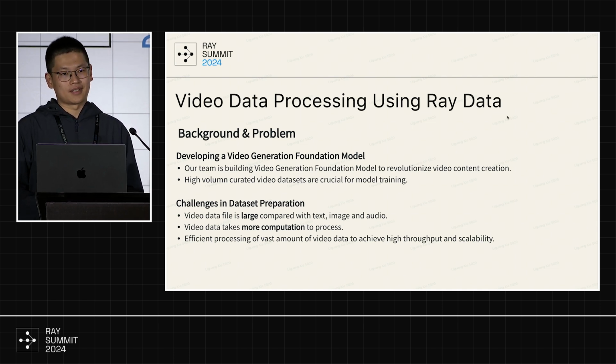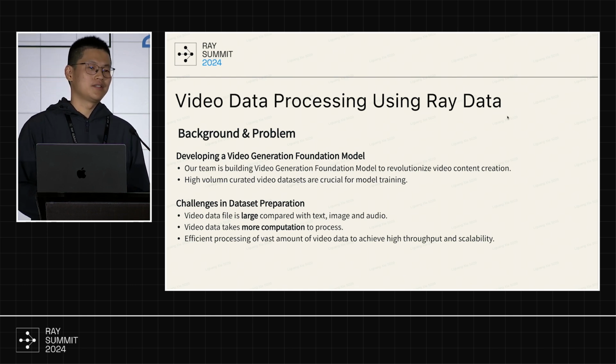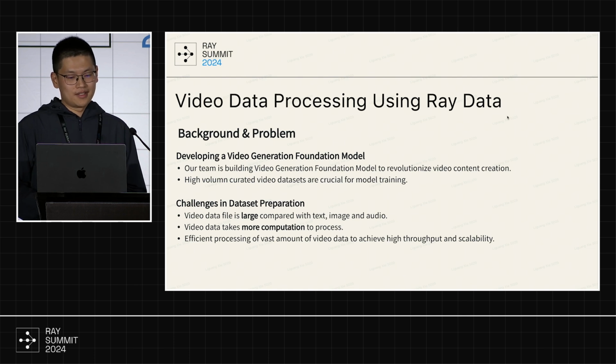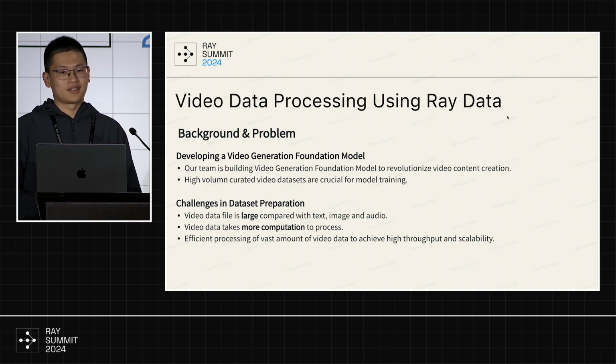For example, for videos, the most common operation is using FFmpeg to do video encoding and decoding. It takes some time. So for us, efficient processing of a vast amount of video data to achieve high throughput and also scalability is a key challenge.